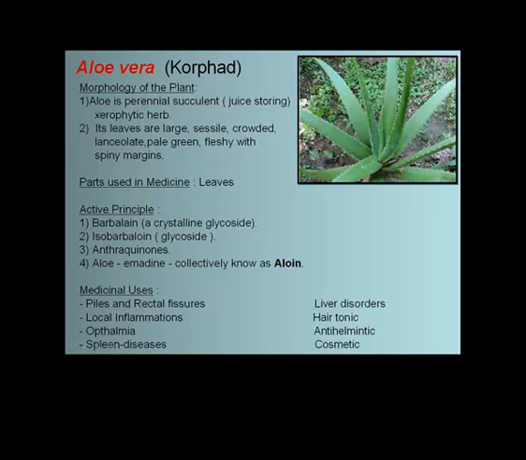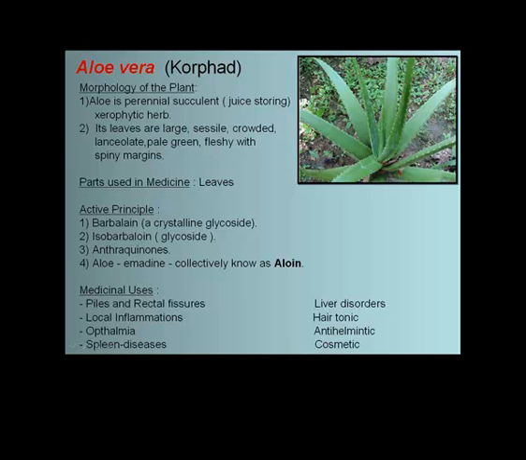Aloe vera. Morphology of the plant. Aloe is a perennial, succulent, juice-storing, xerophytic herb. Its leaves are large, sessile, crowded, lanceolate, pale green, fleshy with spiny margins. Parts used in medicine: leaves.